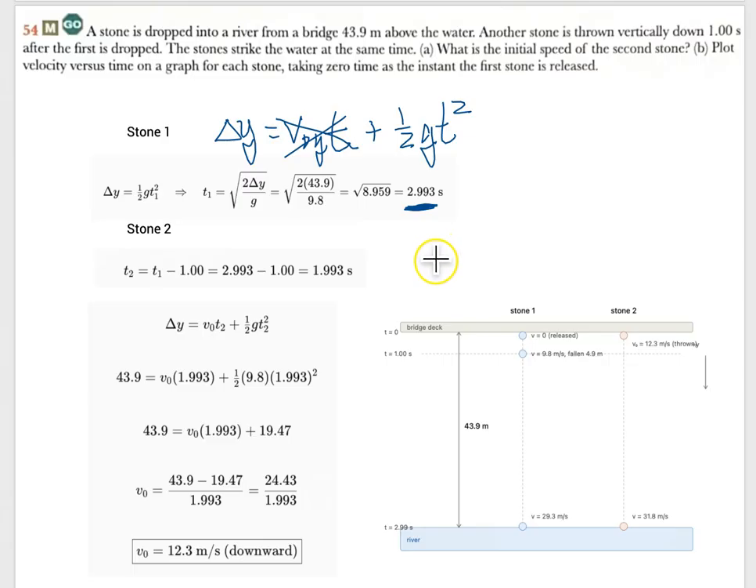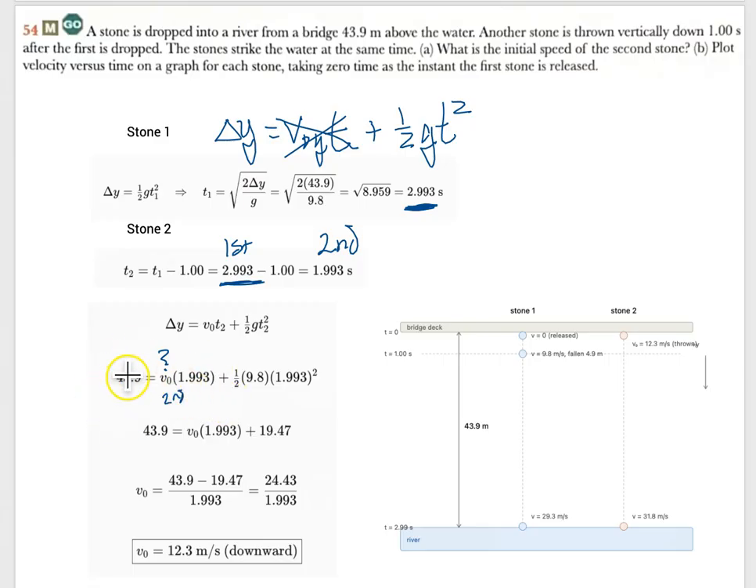For stone 2, it says another stone is thrown vertically down 1 second after the first one is dropped. So since we know how long it takes the first stone, we can just subtract that 1 second since we waited a second, and we say for the second stone, it takes 1.993 seconds. We can go back to our same equation again, and this time we're going to find the original speed for that second stone.